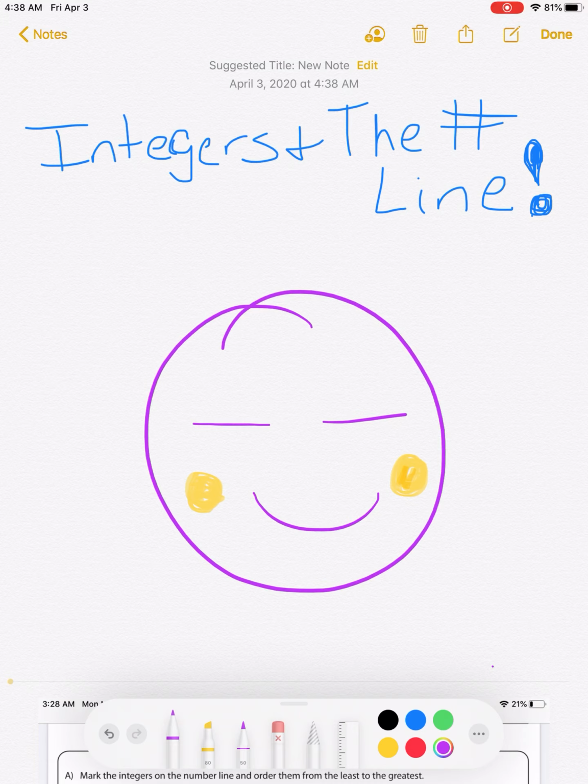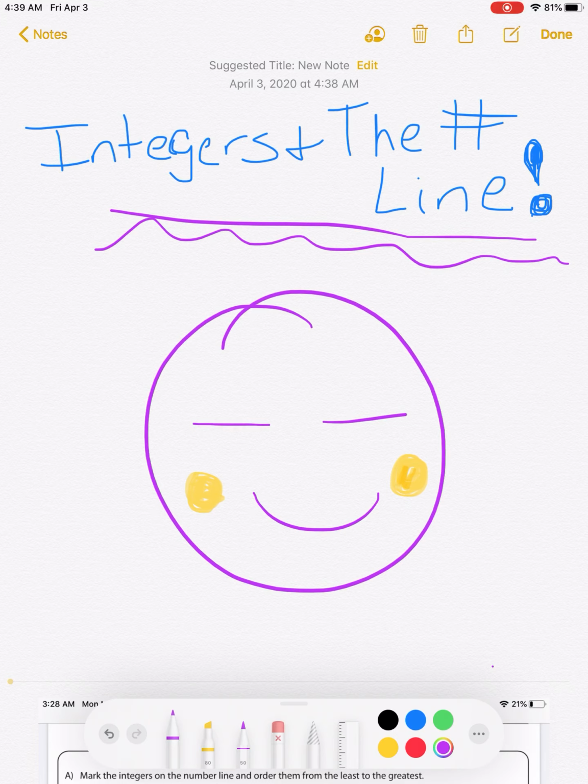Today we're gonna work on integers on the number line. Yay. So we've been learning a lot about integers on the number line. I want to remind you about a few things. Let's get a little bit of practice in before we move on to the next topic.